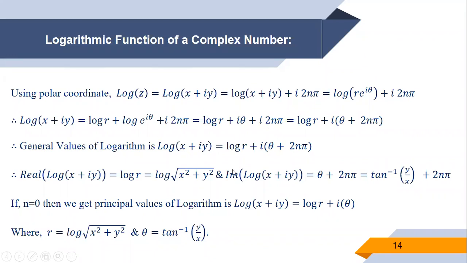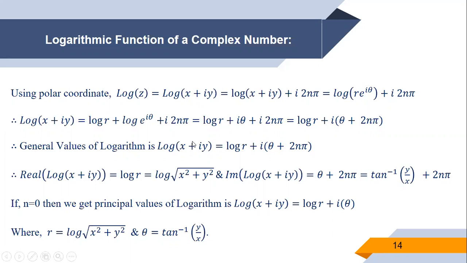So the question is to find the real part and imaginary part of the log of a complex number. The real part of log(x + iy) is log r. This is the real part, and log r is nothing but log of the square root of x squared plus y squared.